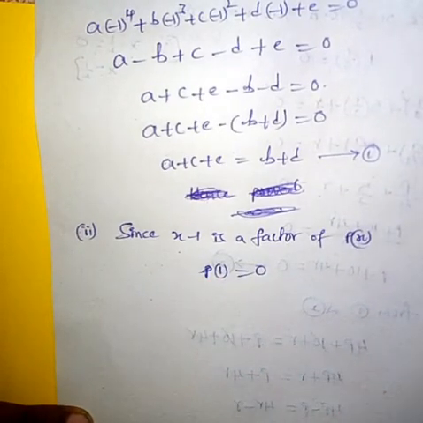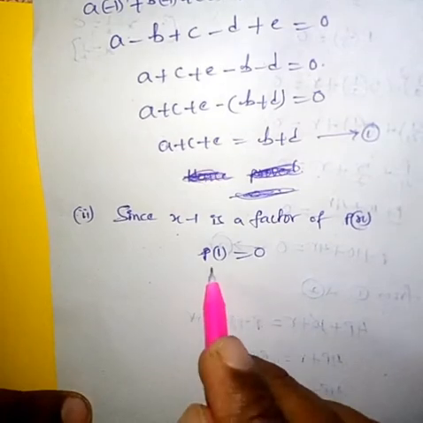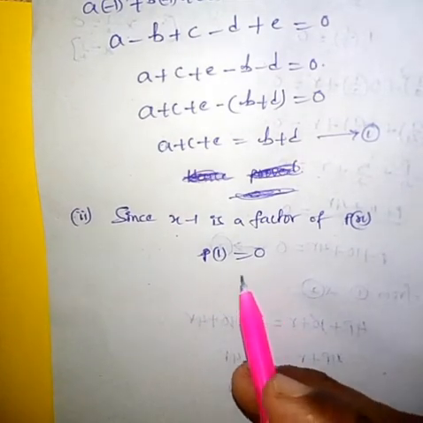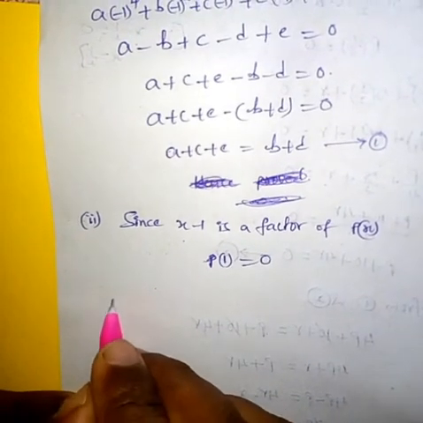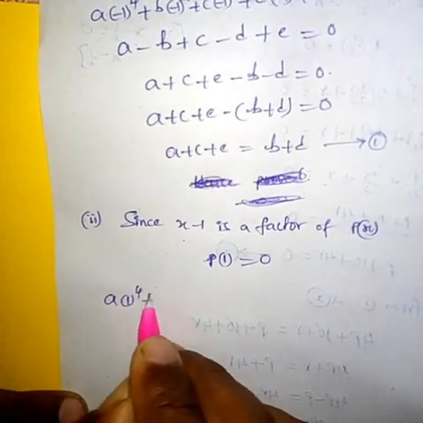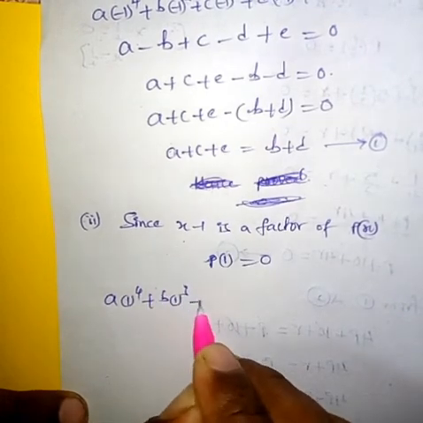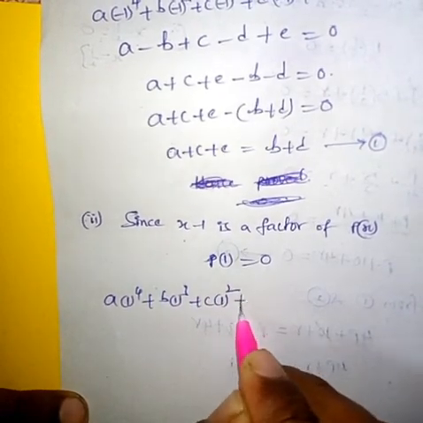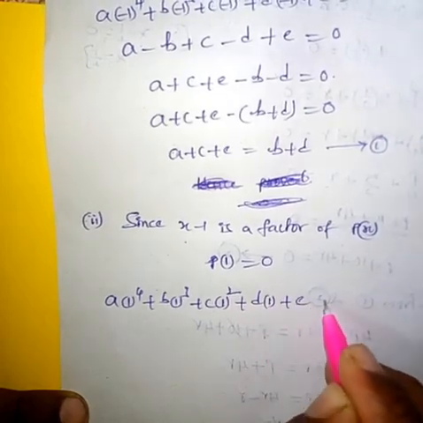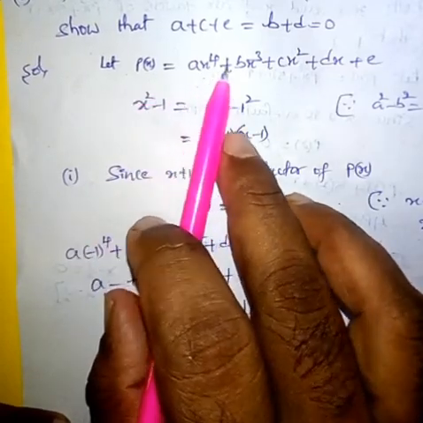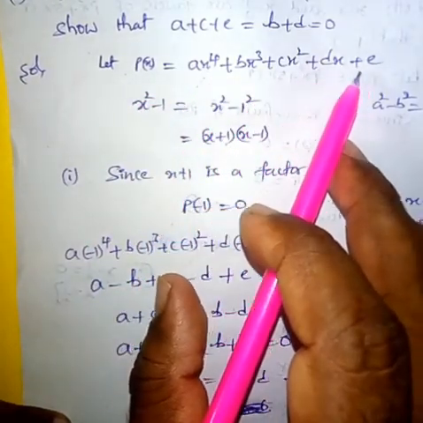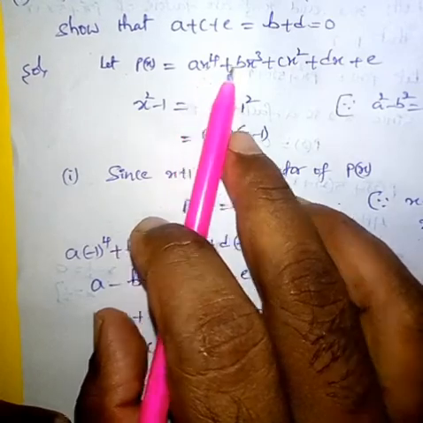That is p(1) equal to 0. Now substitute 1 in the place of x. That is a into 1 power 4 plus b into 1 cube plus c into 1 square plus d into 1 plus e is equal to 0. Since the polynomial is a x power 4 plus b x cube plus c x square plus d x plus e, that's why I substitute 1 in the place of x.